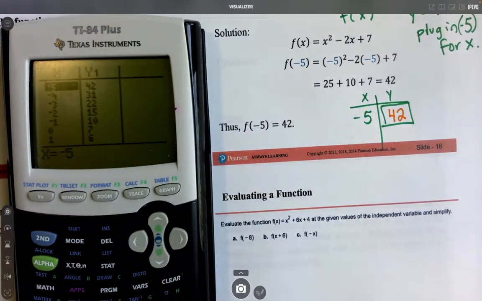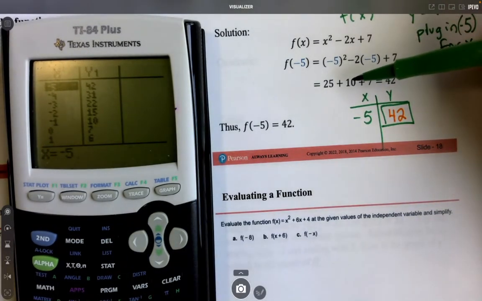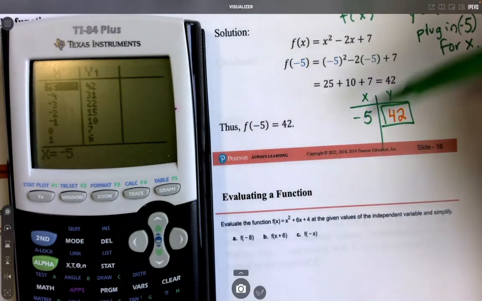So there are 2 different ways of solving it. You're going to plug in a number for x. You're going to use your table of values.